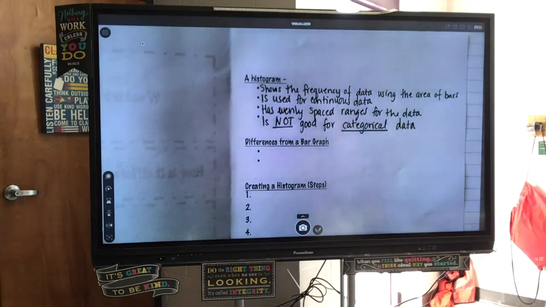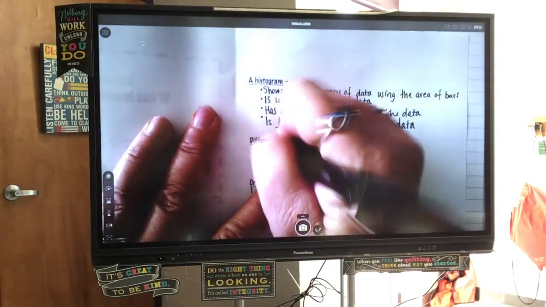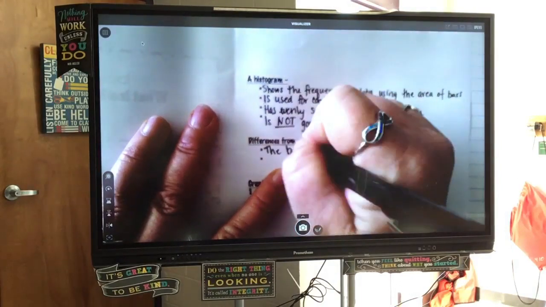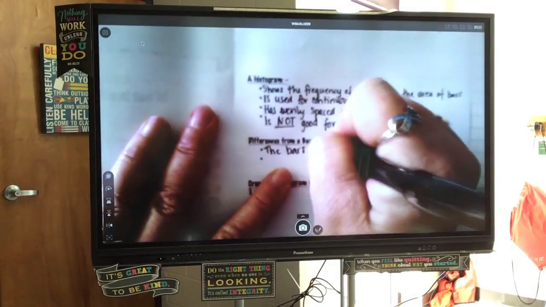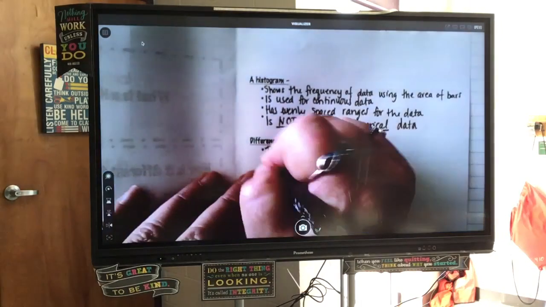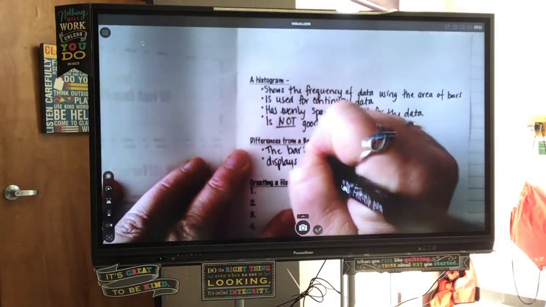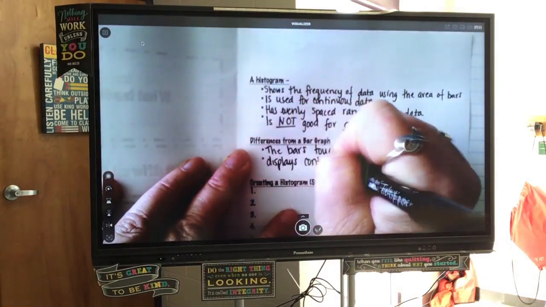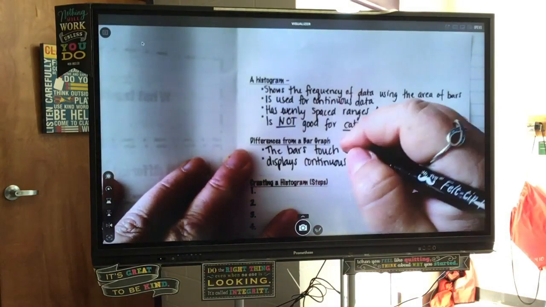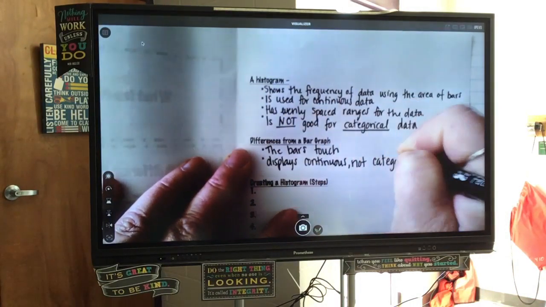Alright, so the difference from a bar graph is, for one, the bars touch. Whereas in a bar graph, there is a space between your bars. And it displays continuous, not categorical.